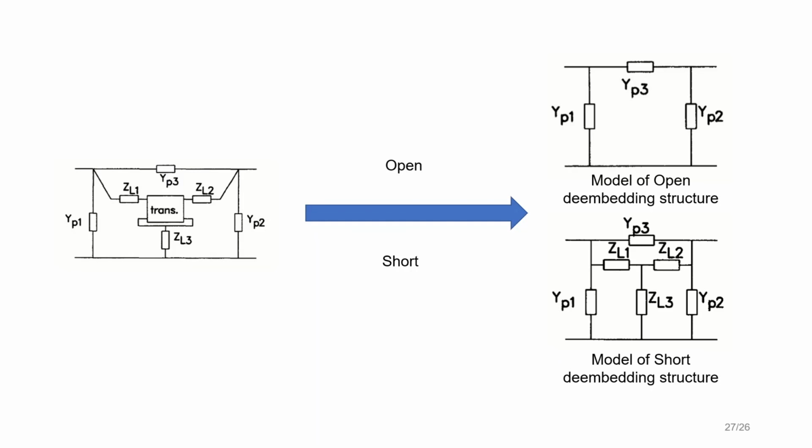If the active device wasn't present in the network and instead there were an open or short in its place, we would have the following networks as shown on the right side of this page. On the top we have the network we would have if there was an open in the place of the transistor, and at the bottom we have the resulting network if there was a short in place of the transistor. These two networks are used to model the open and short de-embedding structures respectively.